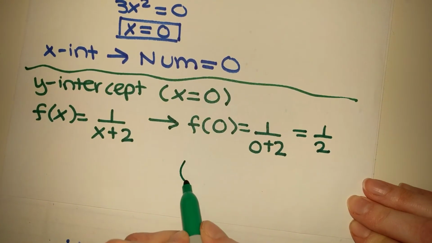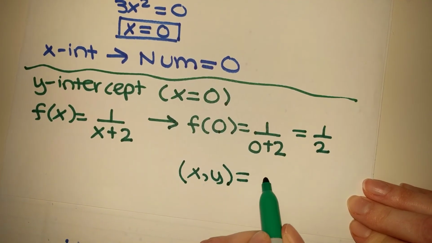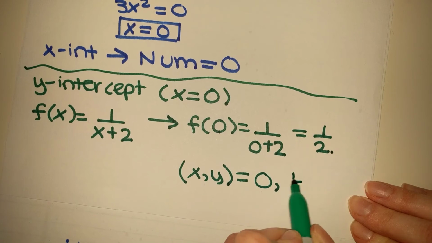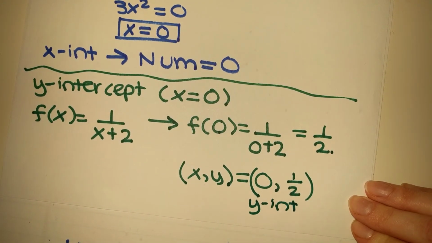Now, of course, to type in your answer, you need an x comma y coordinate. So your x, you plugged in 0. Your y, you found as 1/2. So this would be our y-intercept, (0, 1/2).